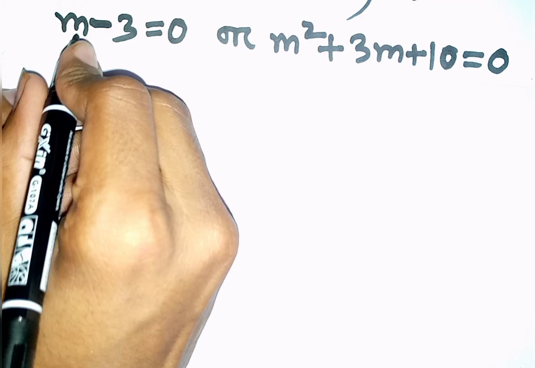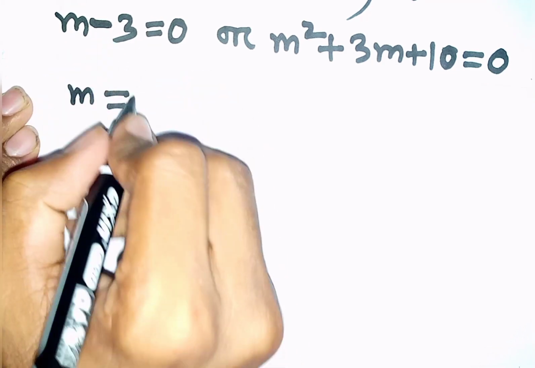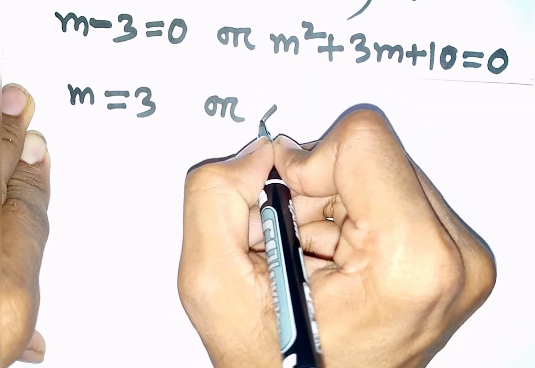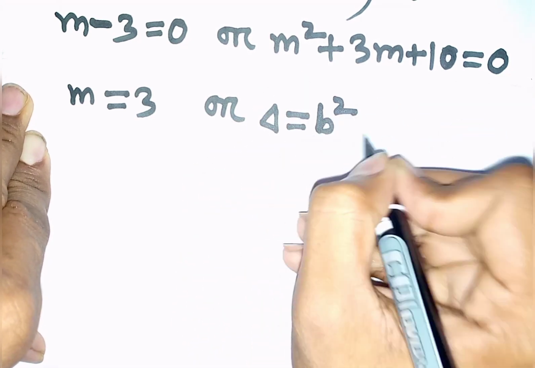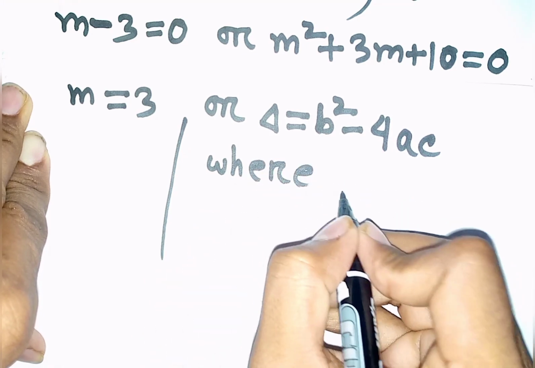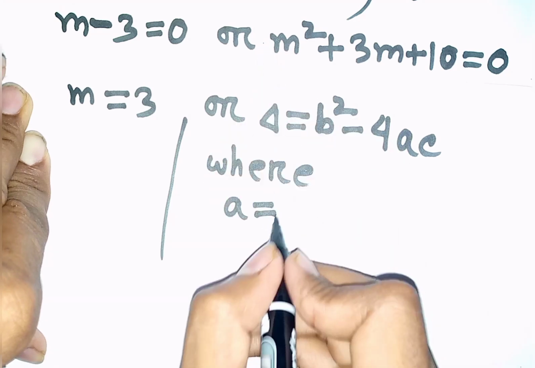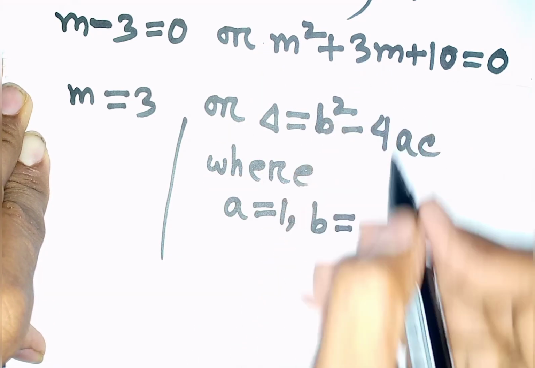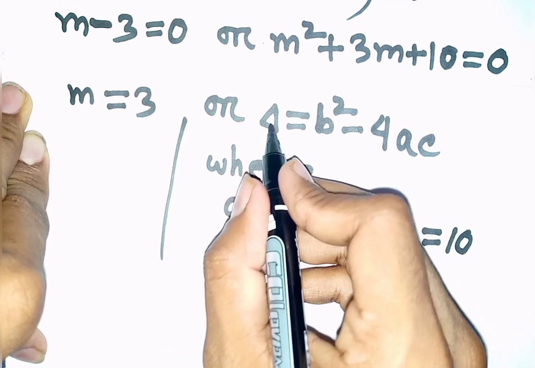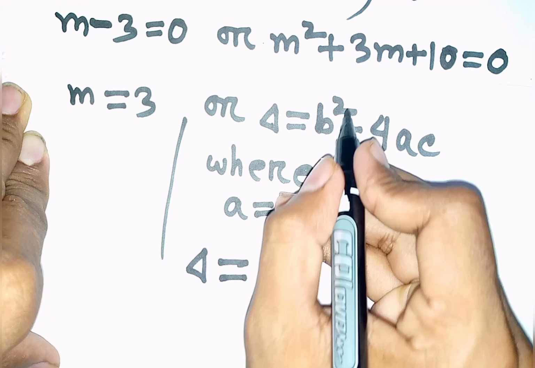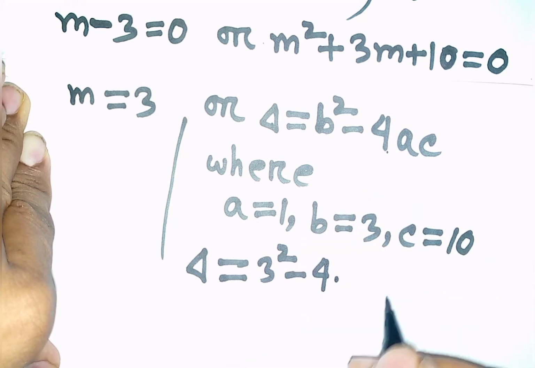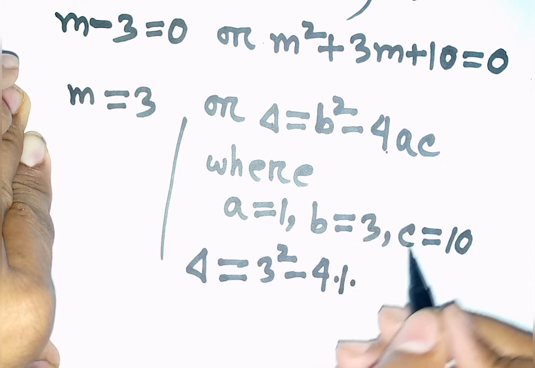Now we can write here m is equal to minus 3, take to the right side, so this will be plus 3, or here we can apply the discriminant formula, so we can write here delta is equal to b square minus 4ac, where a is 1, b is 3, c is 10. So delta will be equal to b square, that means 3 square, minus 4 times a, that means 1, times c, that means 10.